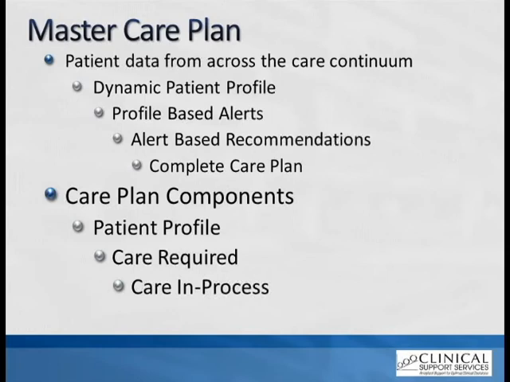We envision our care plan as having three major components: the patient profile, all the data from all of the providers who are currently caring for that patient; the care required for that patient, so the system generated recommendations of care based on that profile; and then finally the care in process, care which has already been initiated for that patient so that we can prevent duplications in care.